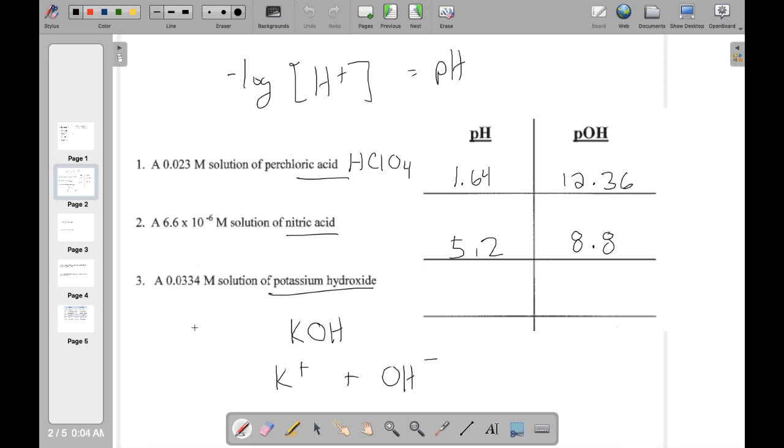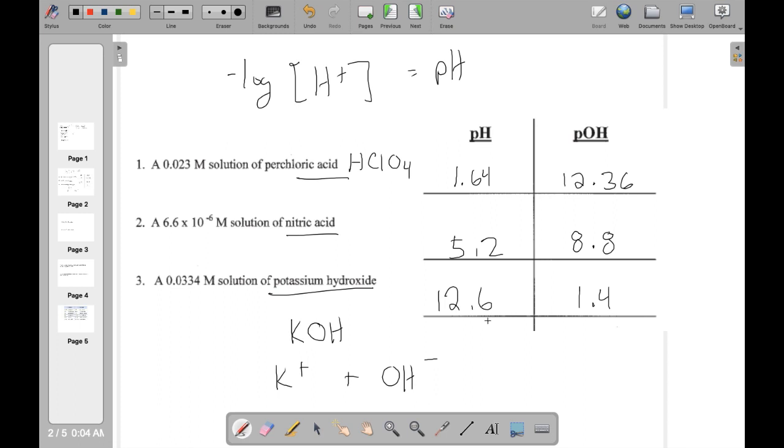So I need to get minus the log of 0.0334 equals 1.4. Okay, so 14 minus 1.4 is going to be about 12.6.